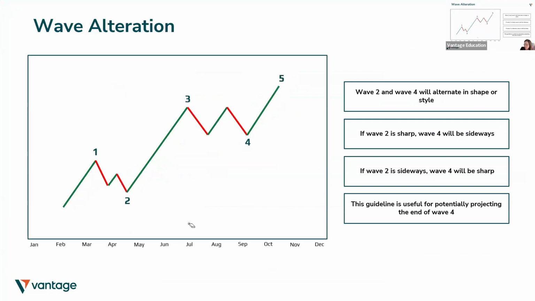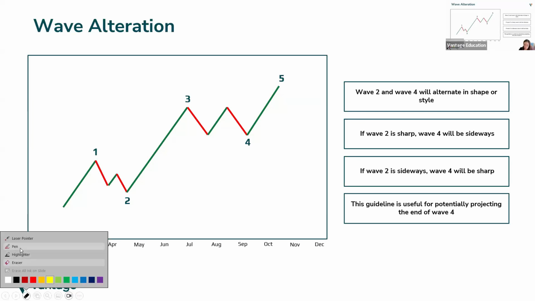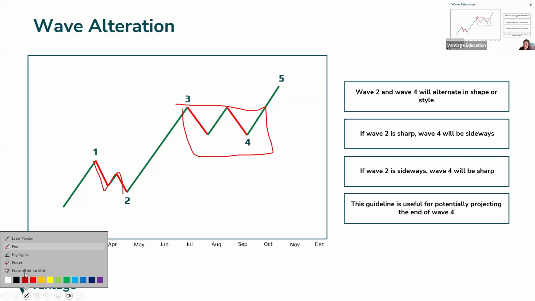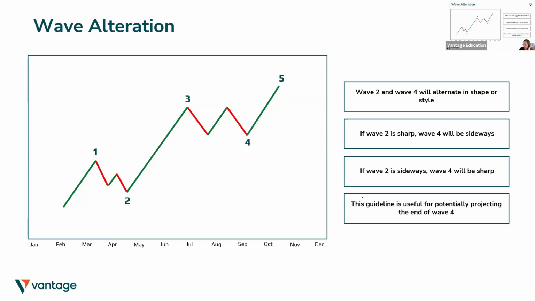Now this is going to be the last slide because I don't want to go into too much detail. Now we're going to touch a little bit on the pullback or corrective wave, which is wave 2 and wave 4. Usually, wave 2 and wave 4 will alternate in shape or style, meaning that if wave 2 is a zigzag, wave 4 is going to be sideways, or if wave 2 is sideways, wave 4 is going to be zigzag. This is a guideline to count wave 2 and 4, which is the pullback. The guideline is really useful for potentially projecting the end of wave 4.